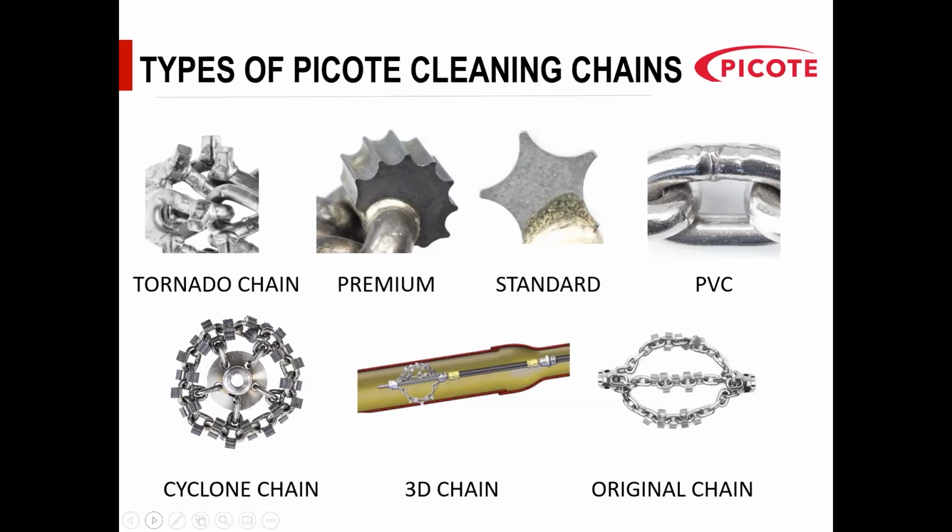So on top of that, those chains are available for our 8 and 12 millimeter machines, and then for the Power Plus, which is the machine we have which has an 18 millimeter shaft, you would either use the premium chains or the tornado chains.